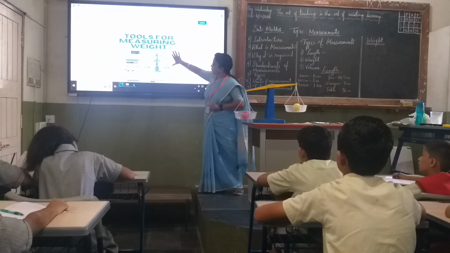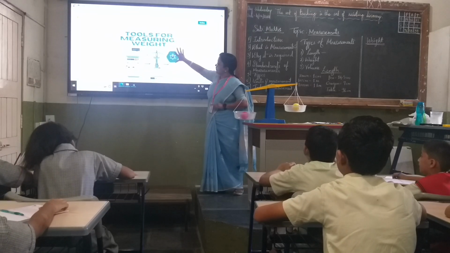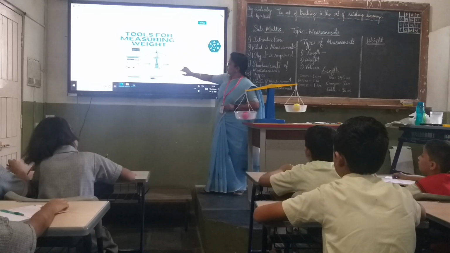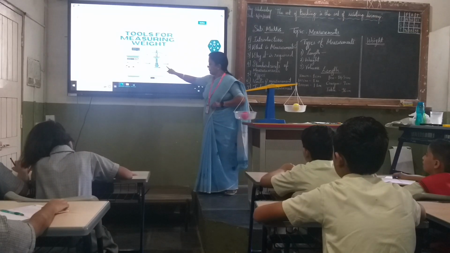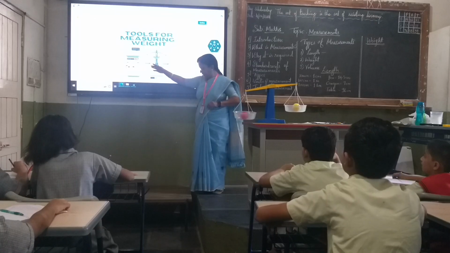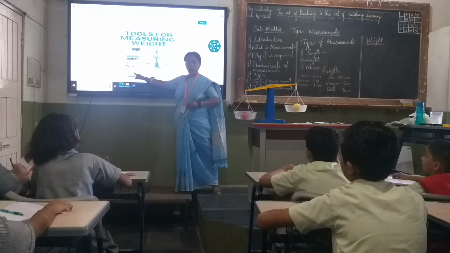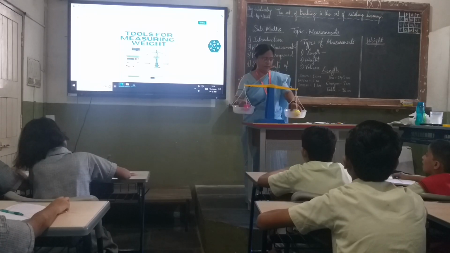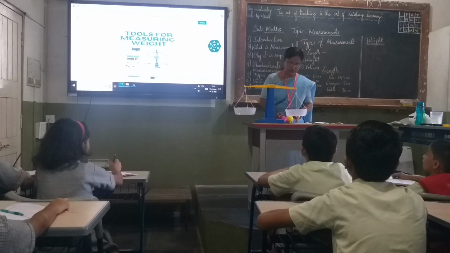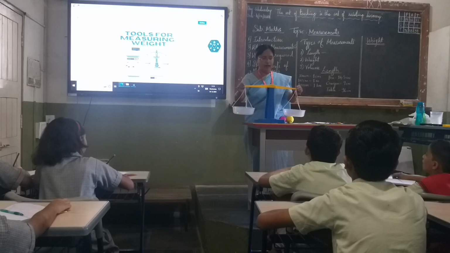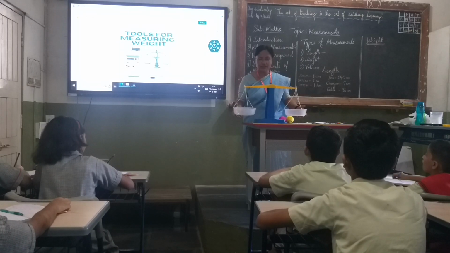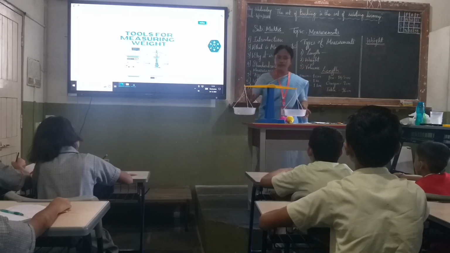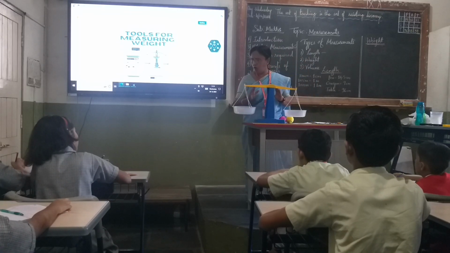Now see the tools for measuring weight. So this is a weighing machine, this is an electronic balance, this is a platform balance, and this is another weighing scale. Here you can see the model of the balance, which we also call a weighing machine. It has two pans. On one side you keep the object, and on the other side you keep the weights to weigh the object, isn't it?